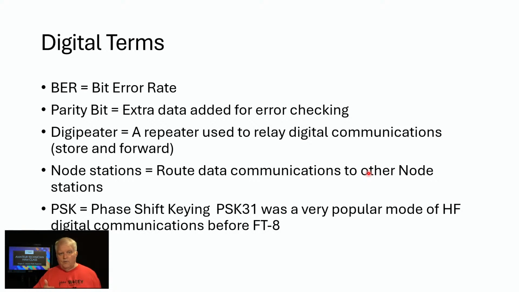A digipeater could be just a TNC, the terminal node controller. It's a repeater used to relay digital communications through a technique called store and forward. You might connect to a local station and say you want to send it onward to another station. Well, it can be received, stored, and then forwarded on to another station. So that's a digipeater. Node stations are special communications links that allow high-speed transmission of data signals from point A to point B. And then phase shift keying is just a modulation mode. PSK31 was that keyboard-to-keyboard communication that was overcome by FT8.